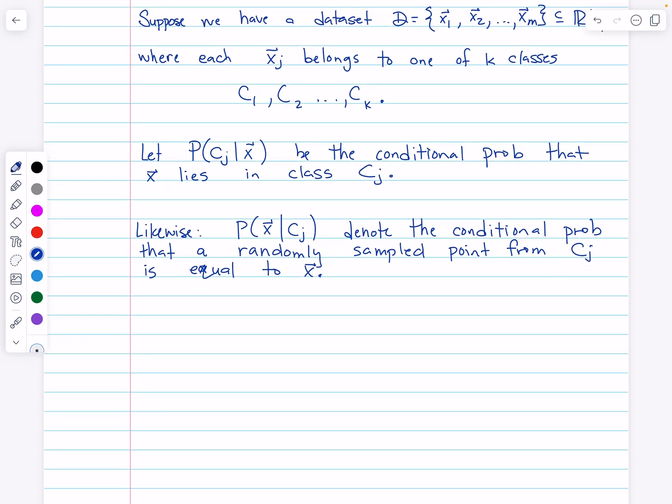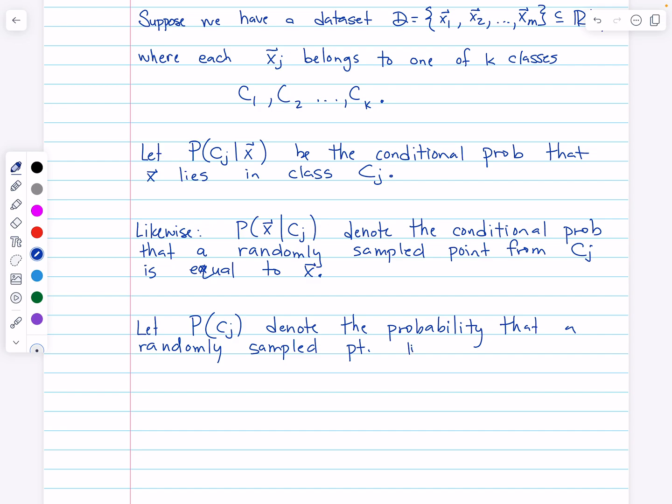And let's let P of Cj denote the probability that a randomly sampled point lives in class Cj.